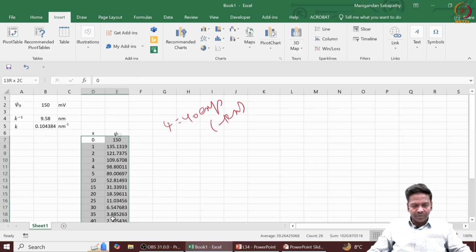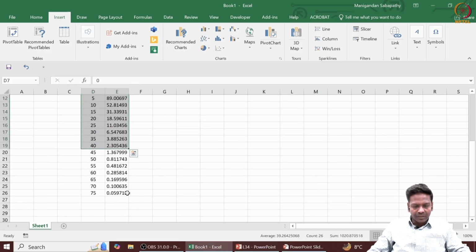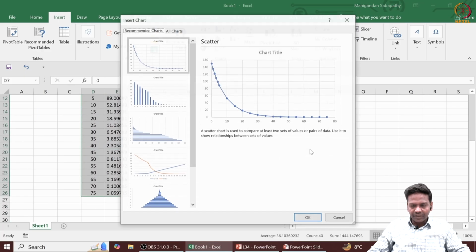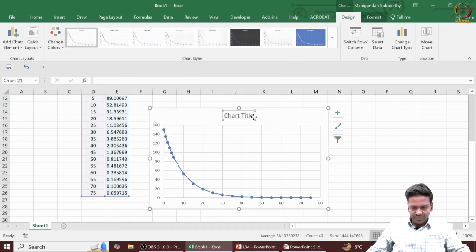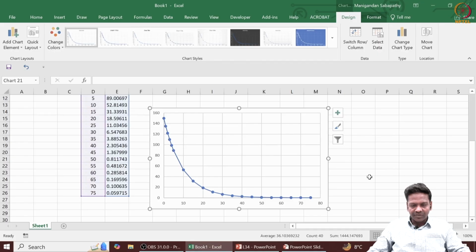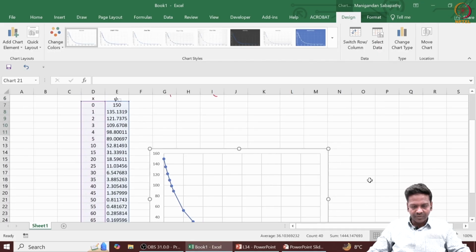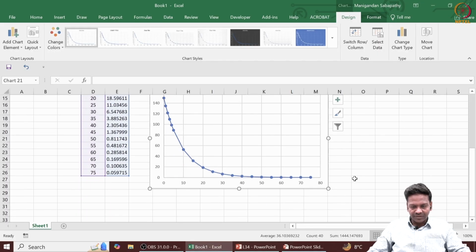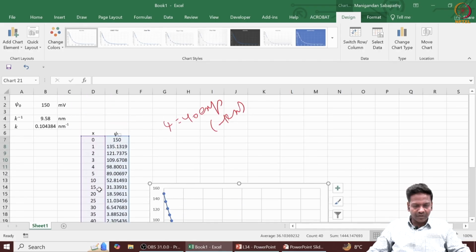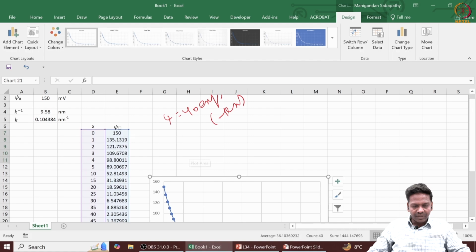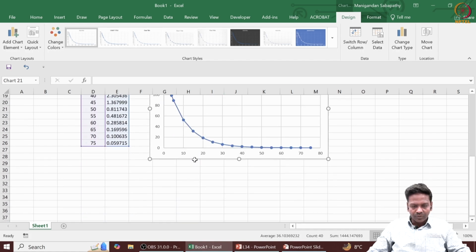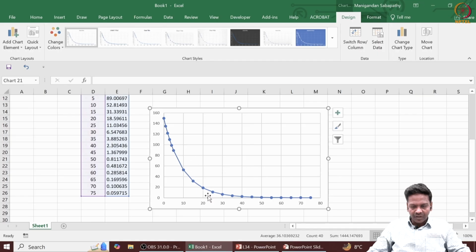If you just plot x and psi, you basically get this curve. This is the potential variation across the surface as a function of x, which is a distance given in nanometer, and psi is given in millivolt. So how the surface potential varies across the surface, that is exactly what we are looking at.